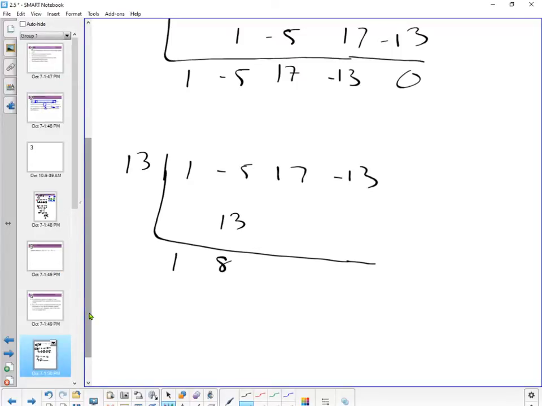What's 13 times 8? It's not going to work. I don't know about that. That's not going to work. Negative 13 is our last option. I feel like we should have more options.